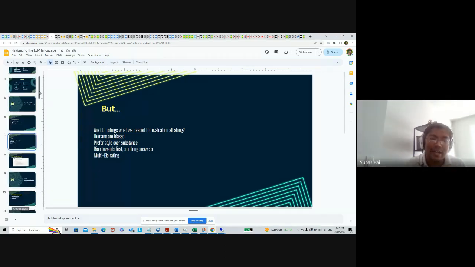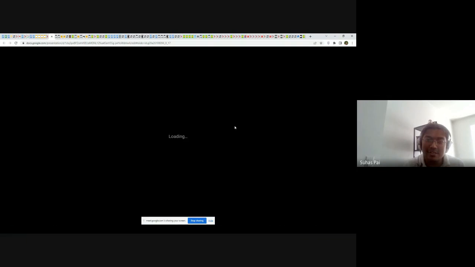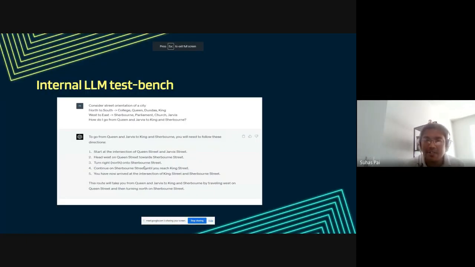One way that we do it internally at Bedrock is we have our own test bench. If some of you attended my talk last year, I talked about this task. That's an example from my test bench. Note that this is not the actual task, because we also use all kinds of chain of thought prompting, etc. But basically, this is the street orientation of a city, the city of Toronto. You have streets from north to south, and you have streets from west to east. But when I give it to GPT-4, I actually jumble it.